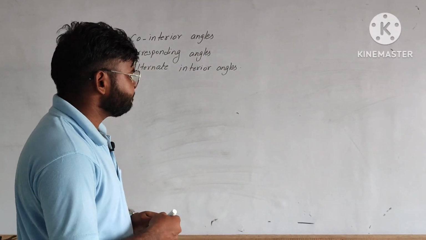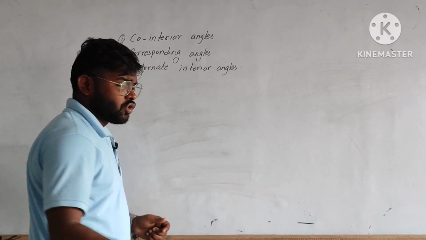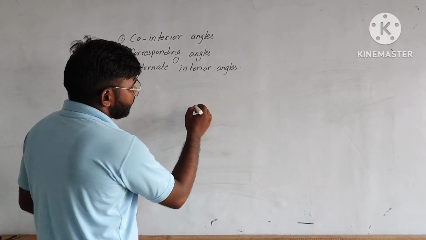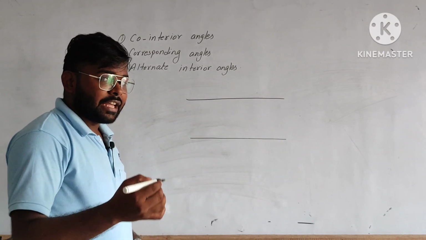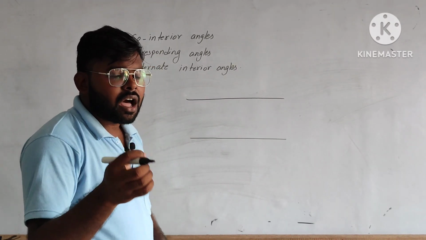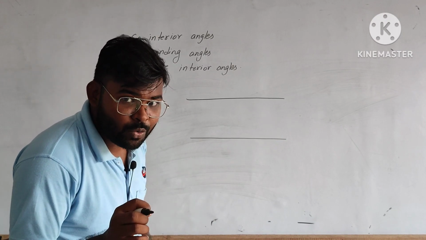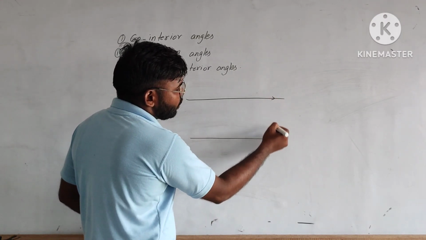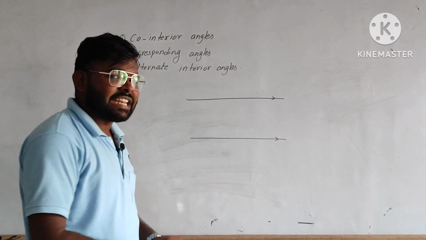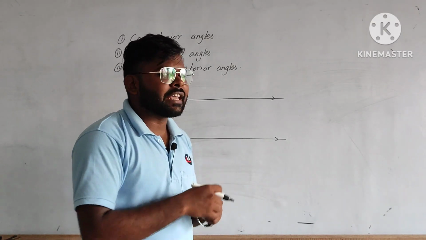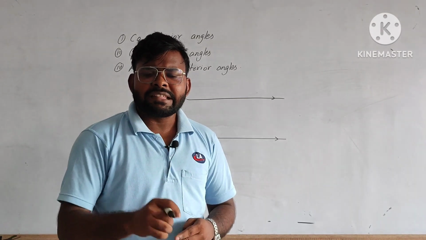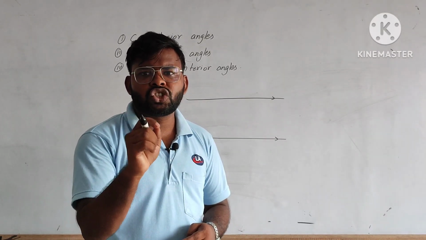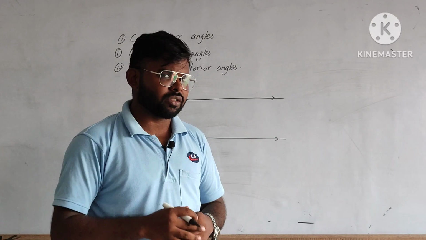Now I'll just draw one figure here. You can see there are two lines, and these two lines are parallel. How do we know? If this arrow is given over there, it indicates that both lines are parallel to each other, and parallel lines never meet each other.